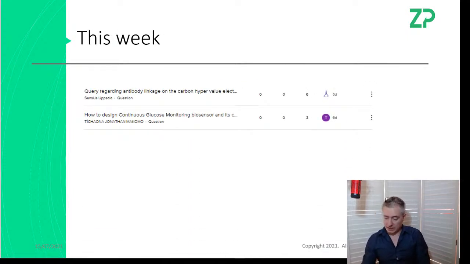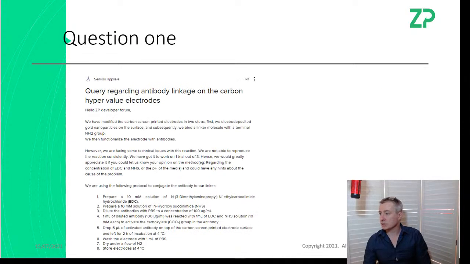One of them was, how do I make electronics for a wearable continuous glucose monitor, a CGM? We also had a question from Census, which is in Uppsala. They're busy making a biosensor on one of the hypervalue carbon electrodes, so they also sent us some questions this week. Let's first of all take a look at those questions.